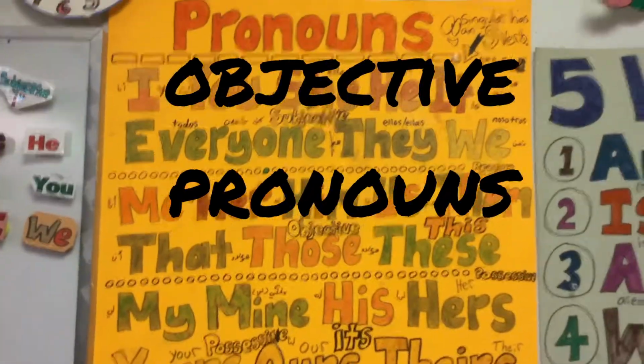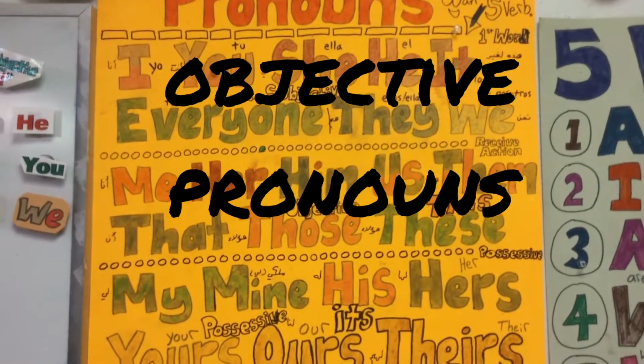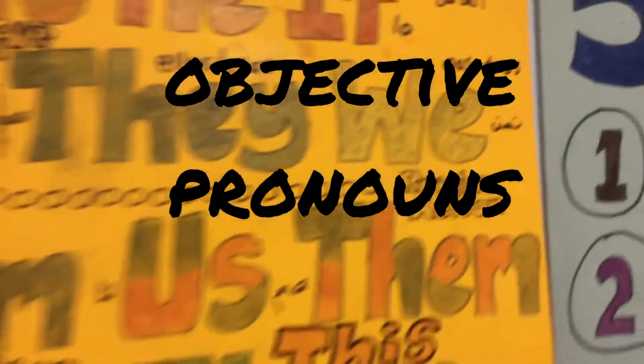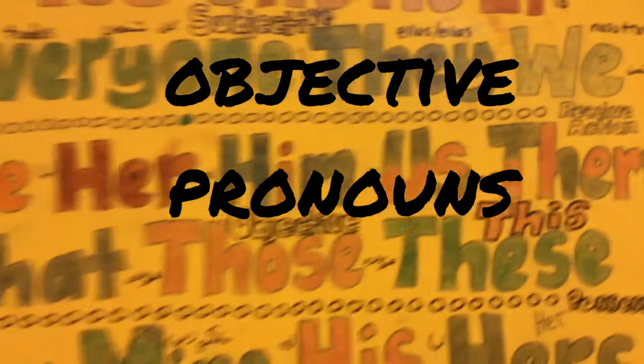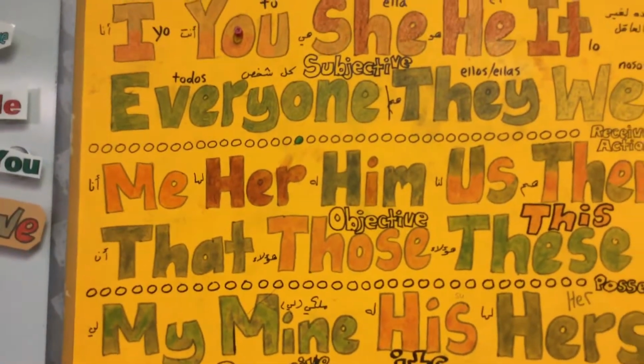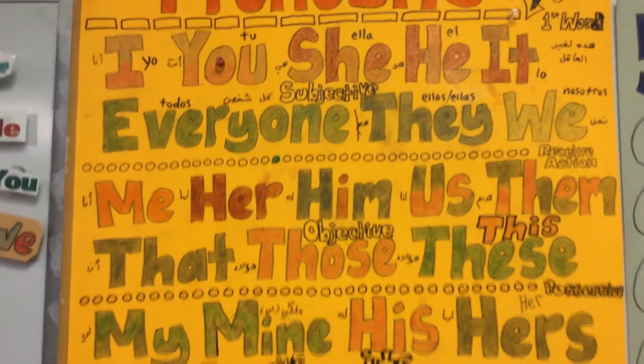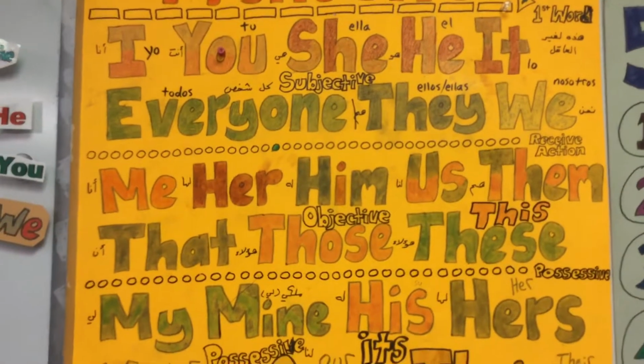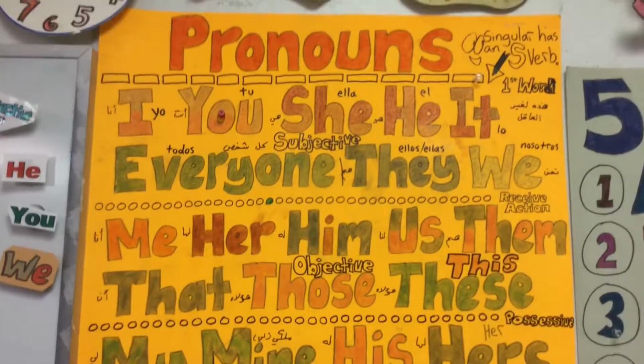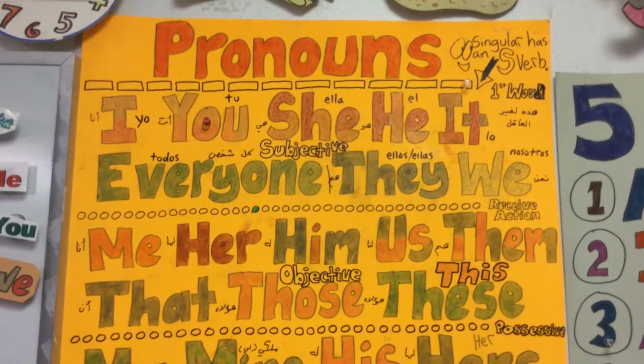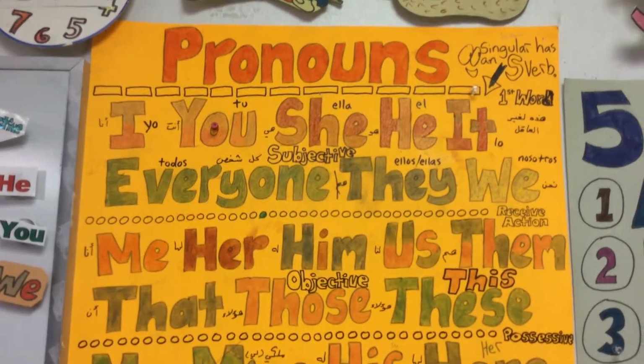So another group that we're going to learn later is objective pronouns. They receive the action of a verb. You talk to me. I give her a gift. I help him. He talks to us. These pronouns receive action. They do not start the phrase.